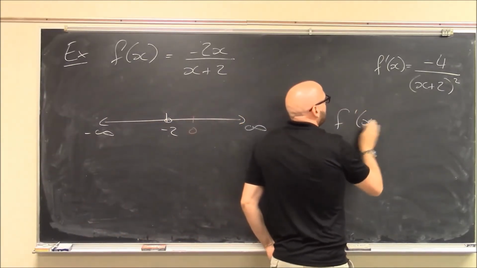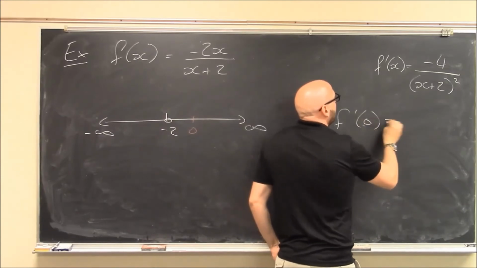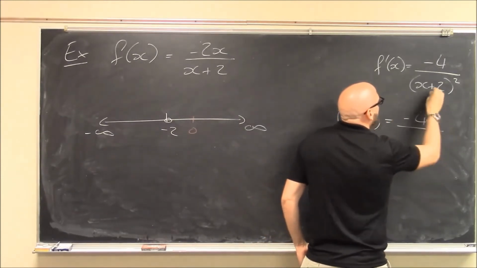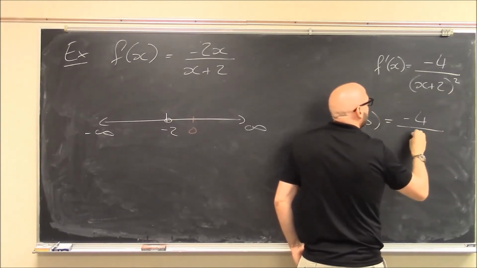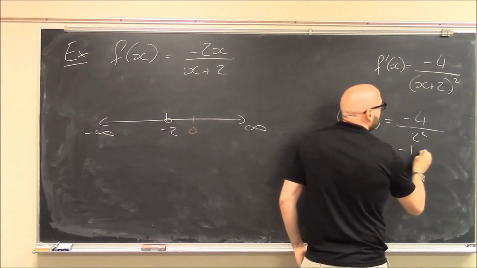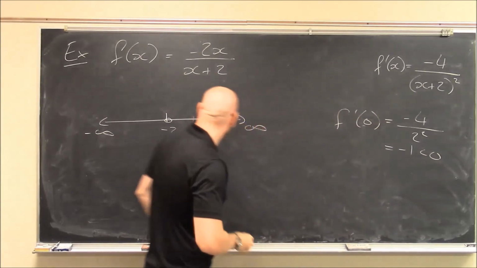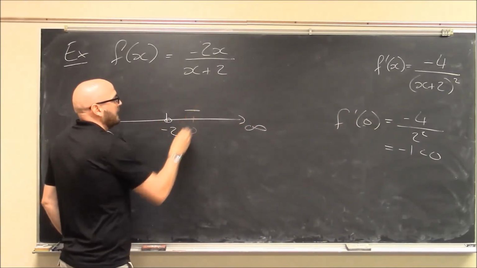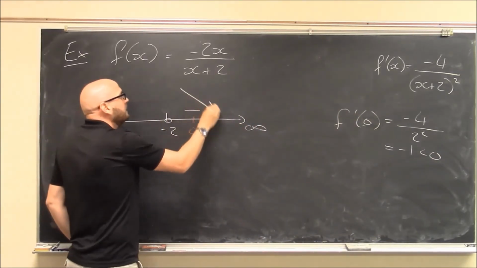Our derivative at 0 is minus 4 over 2 squared. Minus 4 over positive 4 is minus 1. That is less than 0. So we've got negative derivative here, so it must be decreasing.